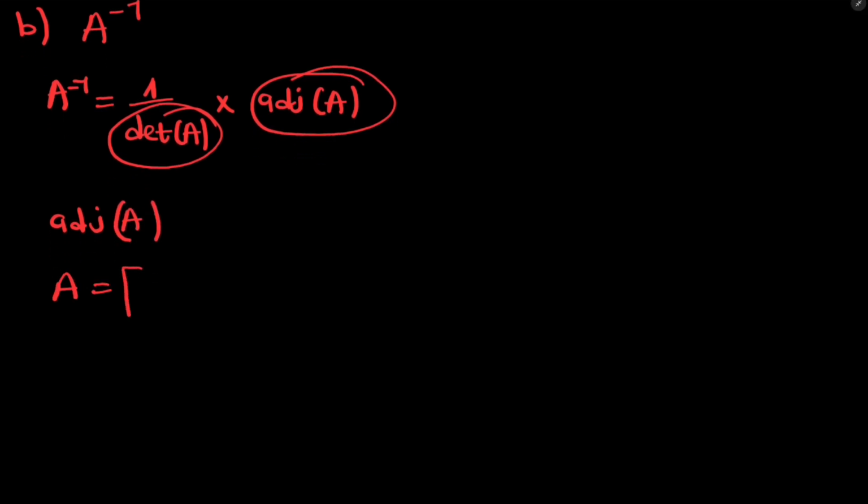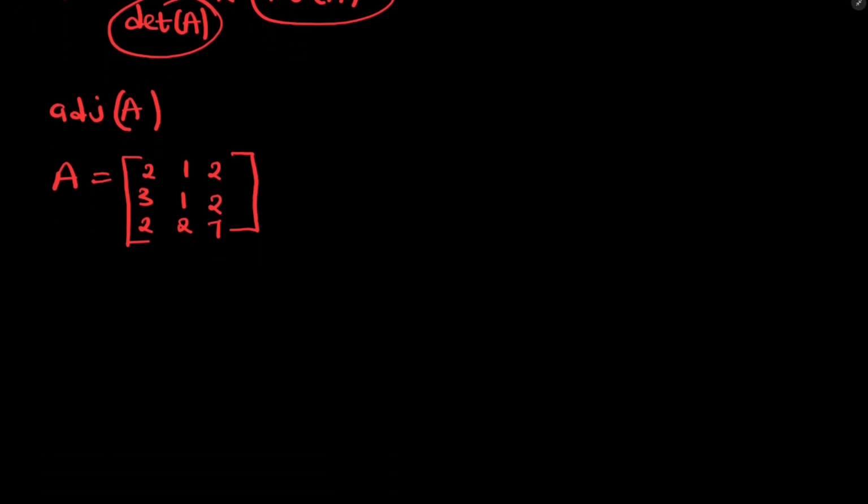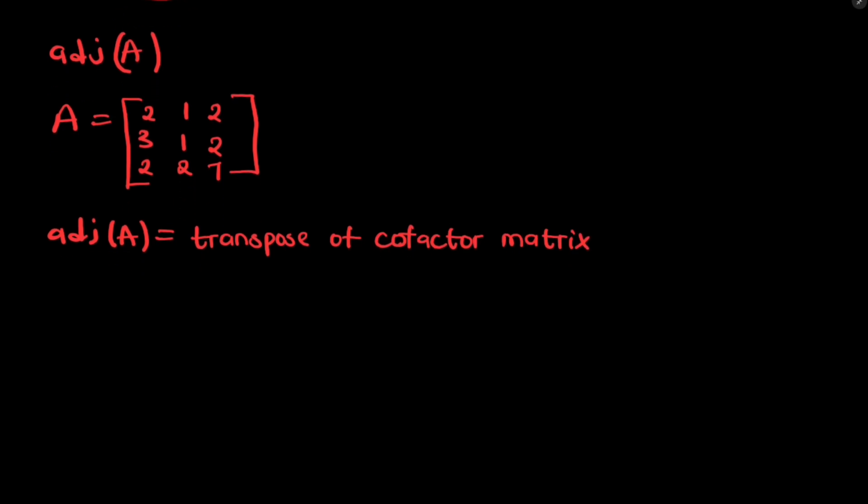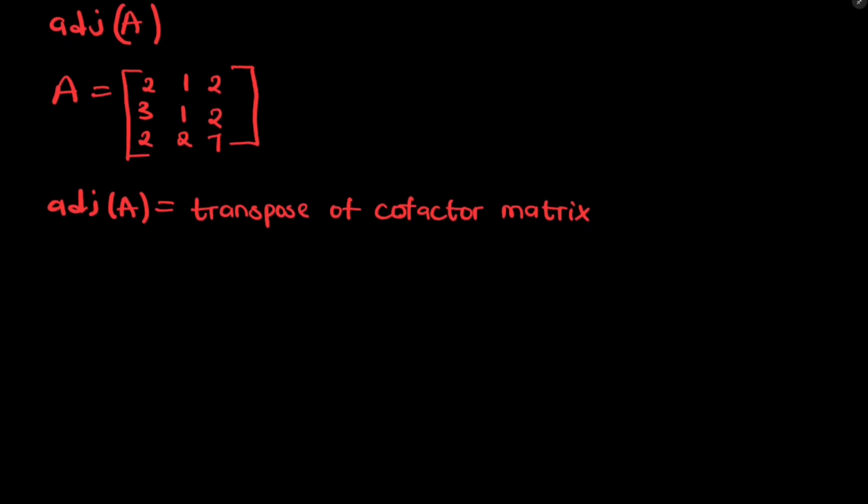So I write the matrix A again: 2, 1, 2, 3, 1, 2, 2, 2, 1. To find the adjoint, we will first look for our cofactor matrix. The adjoint of A is the transpose of the cofactor matrix. So first I'll find my cofactor matrix.